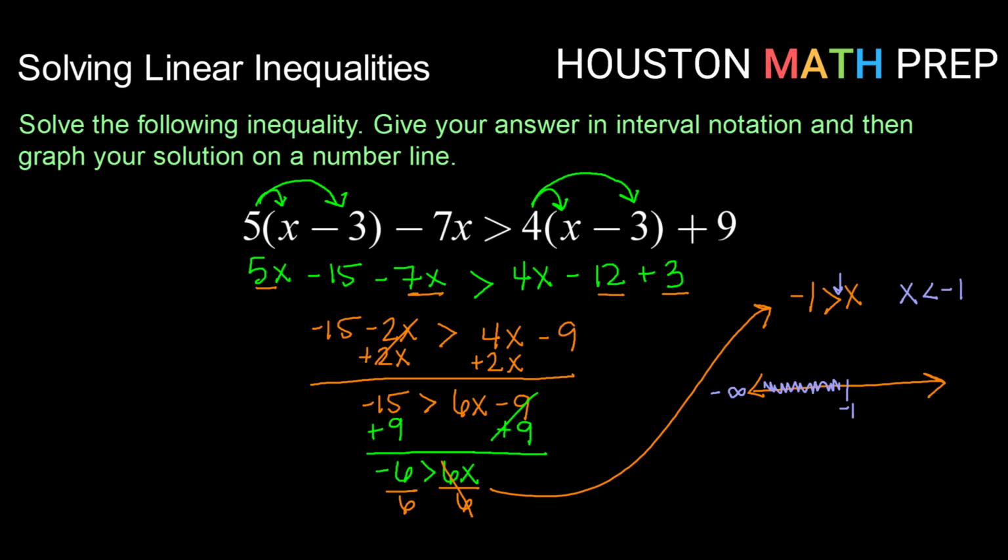Because I have a strictly less than and not equal to, I'm going to be putting an open circle over my -1. So that makes an interval notation of, thinking left to right, -infinity up to -1. We know that -infinity always gets a parenthesis closure, and in this case, -1 has an open circle, so it also gets a parenthesis closure.